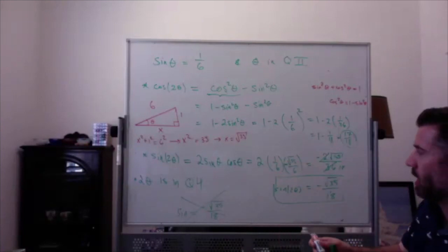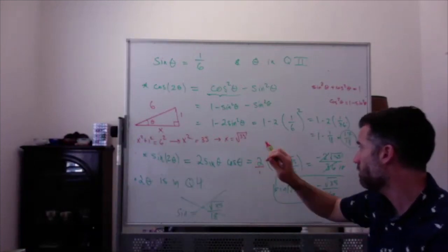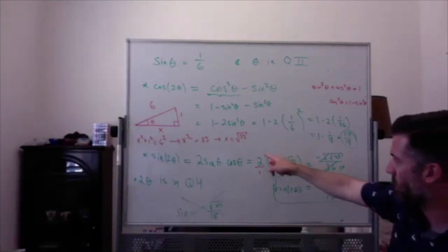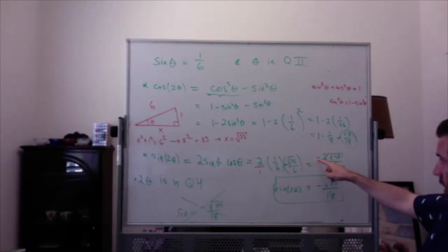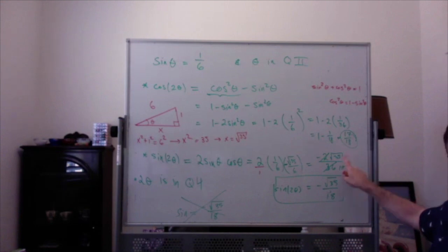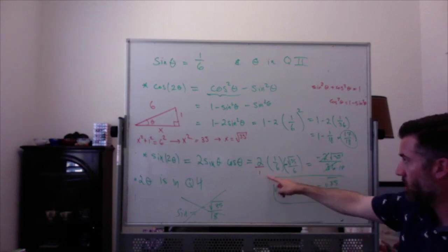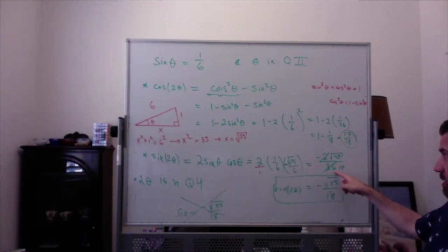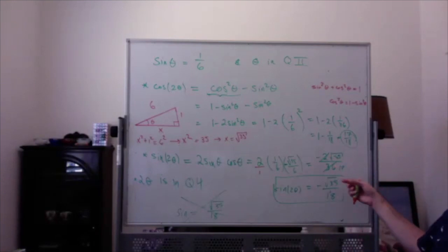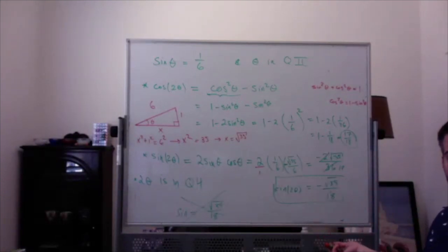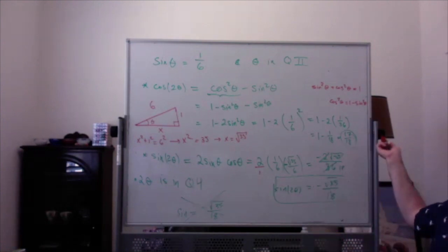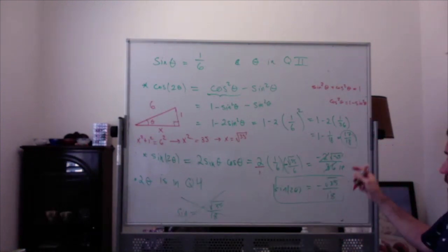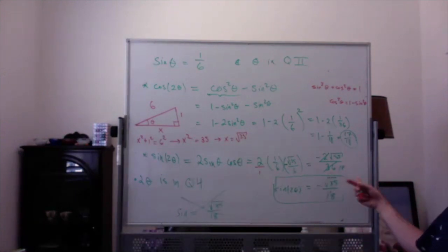So really, just say this is 2 over 1. So I multiplied out the top and I got 2 times 1 times negative root 35, which became negative 2 root 35. And I multiplied out the bottom and I got 1 times 6 times 6, which was 36. But then 2 and 36 both have a common factor of 2, so I divided that out. And 2 divided by 2 is just 1, which I didn't write. And 36 divided by 2 is 18.